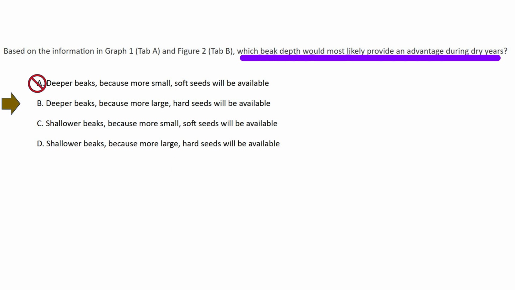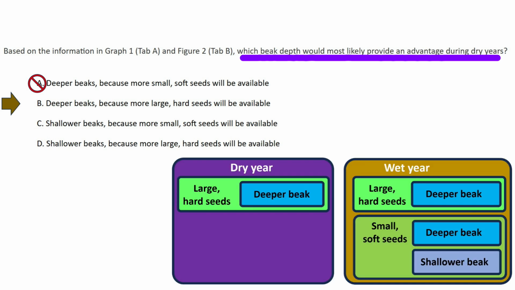Option B states, deeper beaks, because more large, hard seeds will be available. The first part of the sentence is true, since we can only see deeper beak in the dry box. We don't see shallower beak in the dry box. The second part of the sentence is true, since we only see large, hard seeds in the dry box. That means option B is correct. Option C starts with the phrase shallower beaks, but we know this is false because the dry box contains no phrase of shallower beaks. Likewise, we know option D is wrong since it also starts with the phrase shallower beaks.